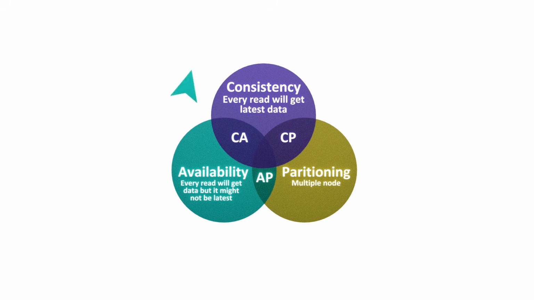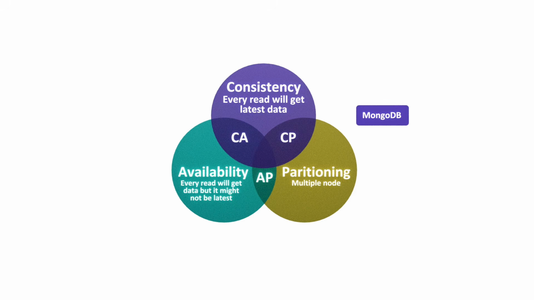So either you can have CA, or CP, or AP, right? All the databases have different use cases. Some prefer CA, some prefer CP, and some prefer AP. If I talk about MongoDB, MongoDB always prefers CP. So MongoDB will fit here, MongoDB will prefer CP.